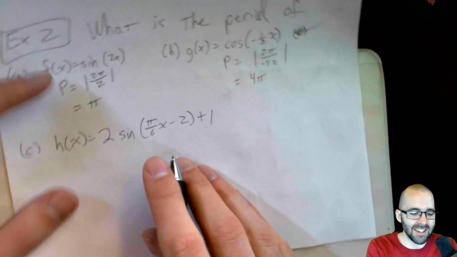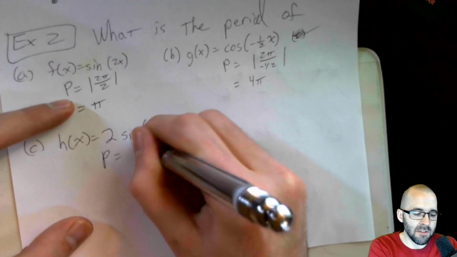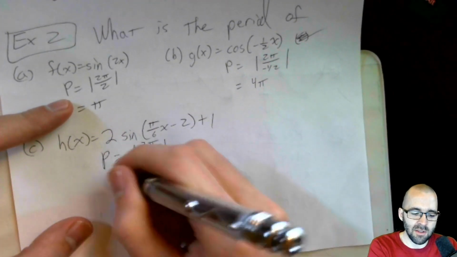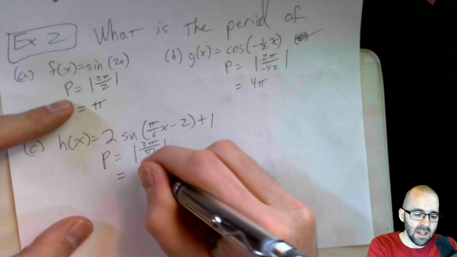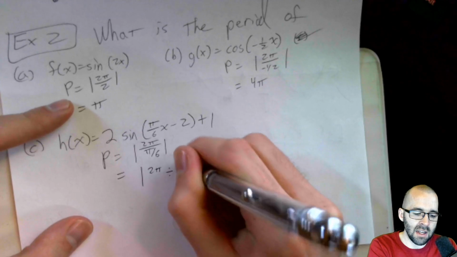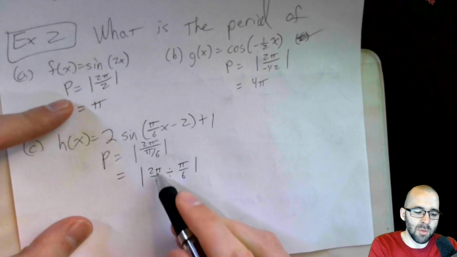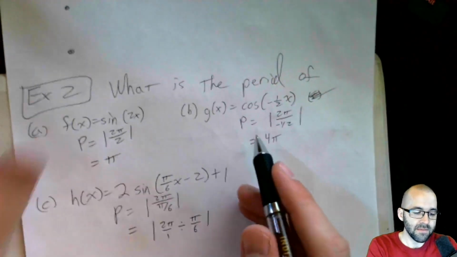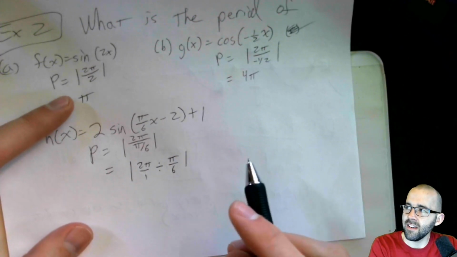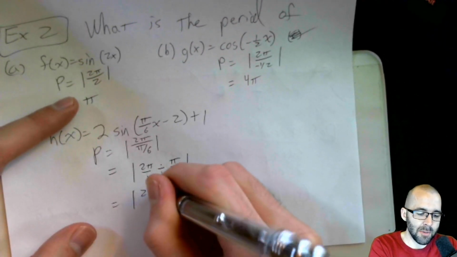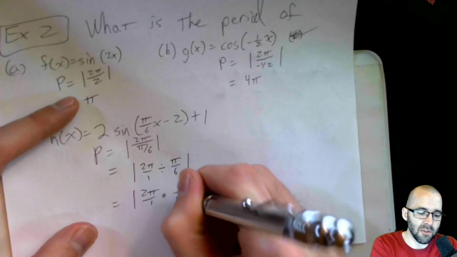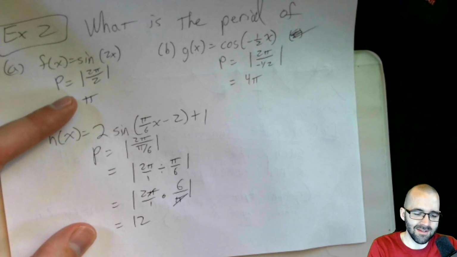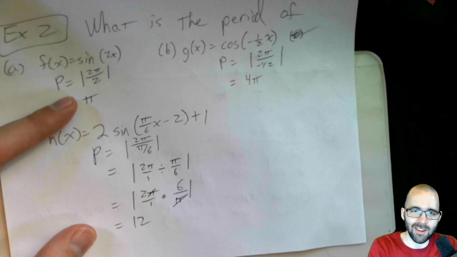The last one's a good one. I like the last one. Period is going to be the absolute value of 2 pi divided by the coefficient, which is pi over 6. This one's a little harder to see, so let's do this one in order, or in some steps. It's 2 pi divided by pi over 6. We can think of 2 pi as 2 pi divided by 1. And then what we have right here is 2 pi over 1. Division changes into multiplication, 6 over pi. The pi's cancel. And we're just left with 12.